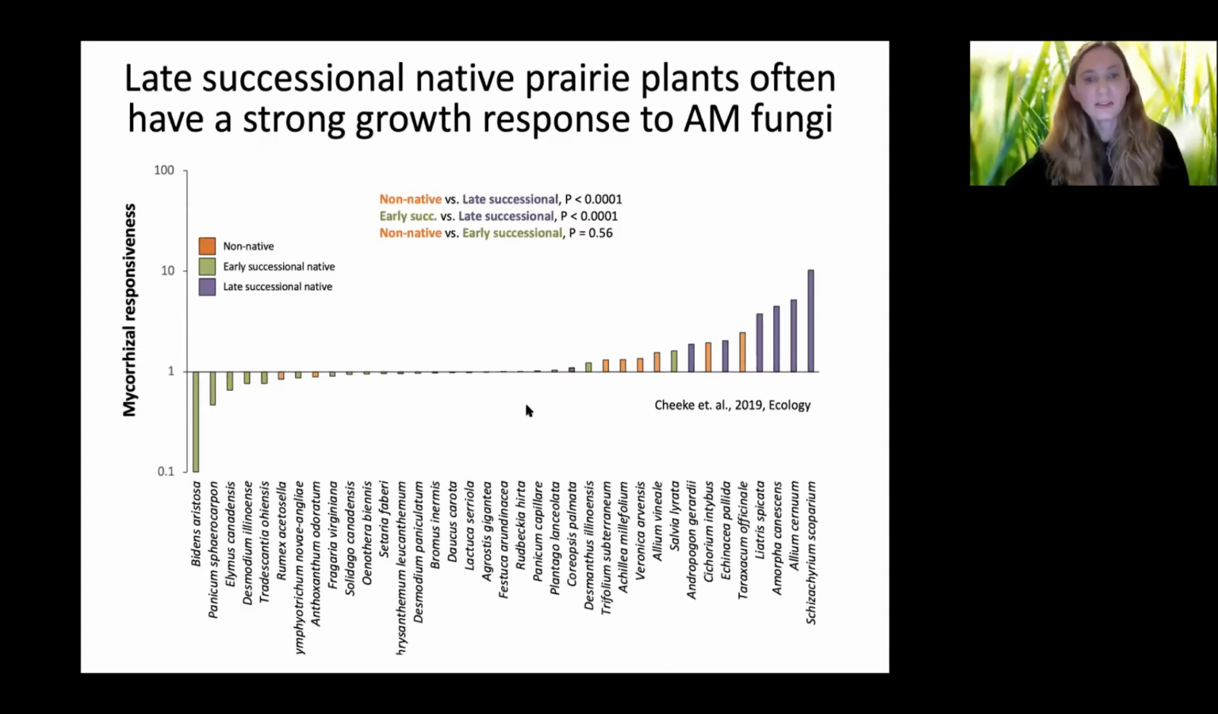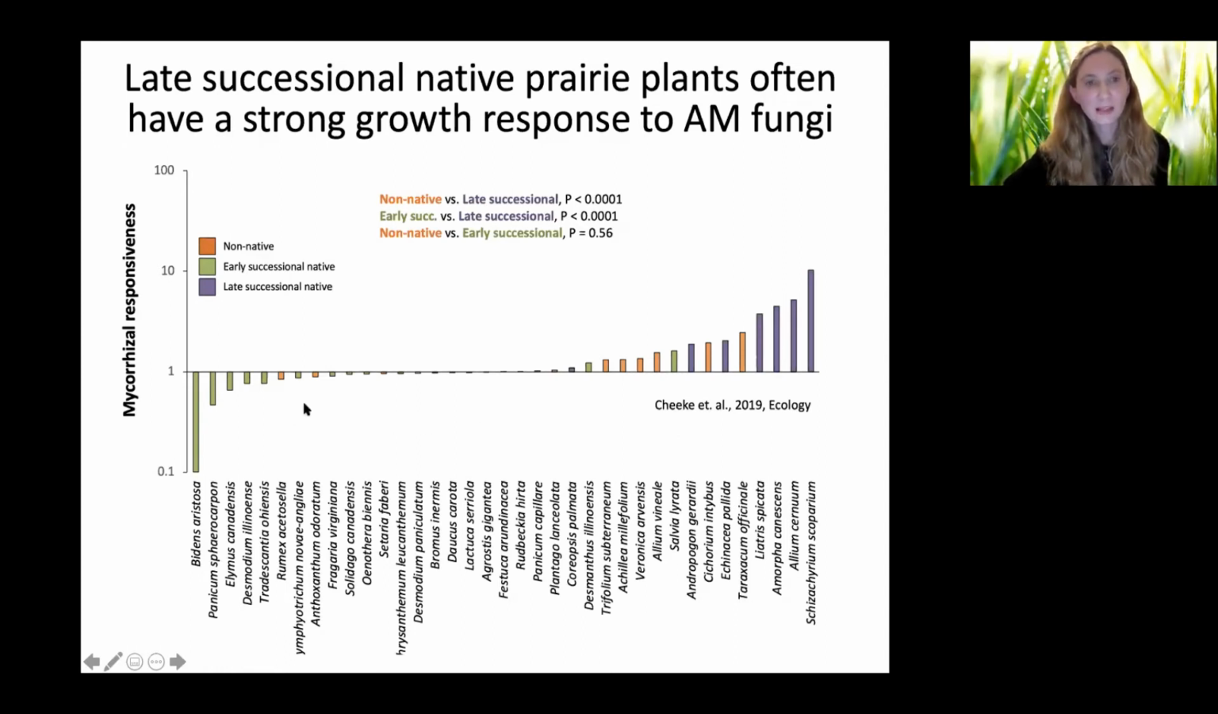What I found here, on the x-axis, are a bunch of the different tallgrass native plant species, and on the y-axis is plant growth response to mycorrhizal fungi. Above this line is a positive growth response, and below is a negative growth response. What I found was that these ones in purple are the late successional native plant species. And overall, they were much more strongly responsive to the mycorrhizal fungi than early successional native or non-native species.